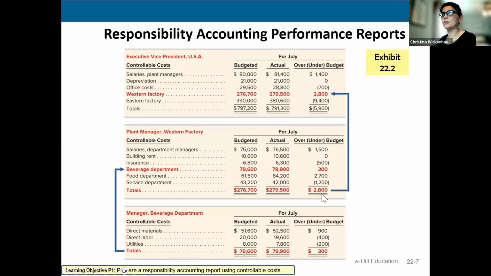So this is where this plant manager, their total of being over or under is going to tie into the line item here for the vice president. And then they have same thing. There would be another card like this for the Eastern factory. So when we look at the Eastern factory, they have this line that comes right up from the total right here of who they oversee, their manager of beverage department. So they also have a food department and a service department that they're over. So these are controllable costs. They have oversight into the bottom line. So while they're looking at all of the individual things they can control, this guy's looking at the big picture of everything as well. So there's some oversight.